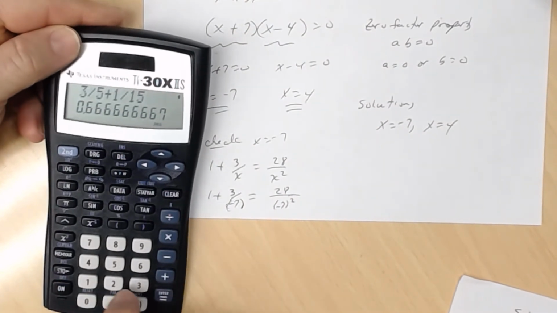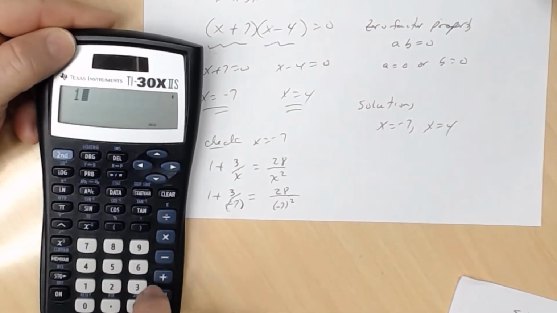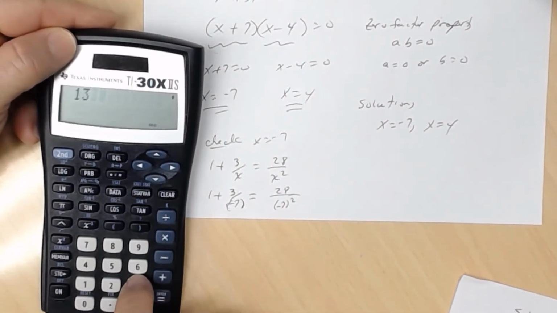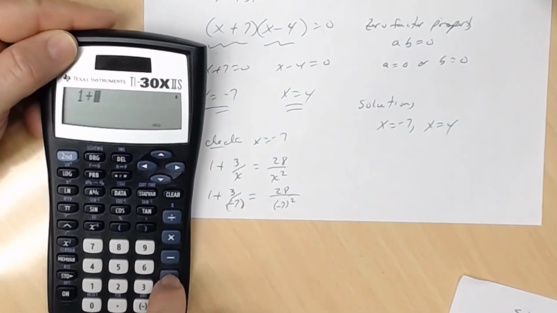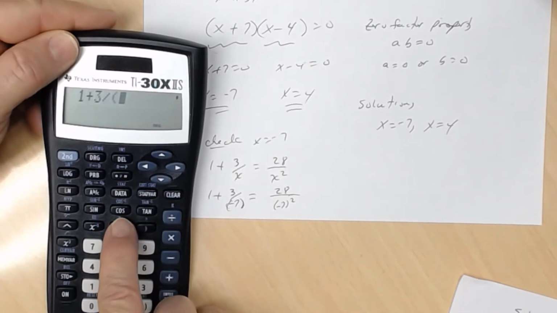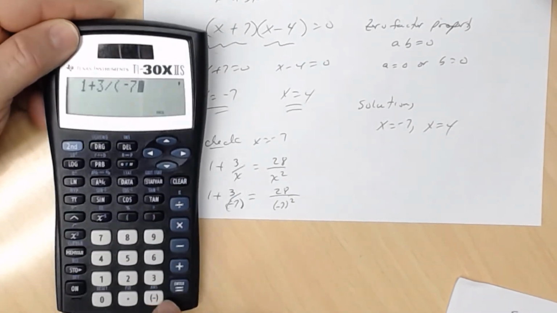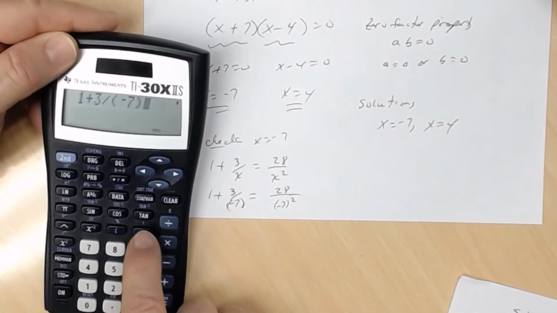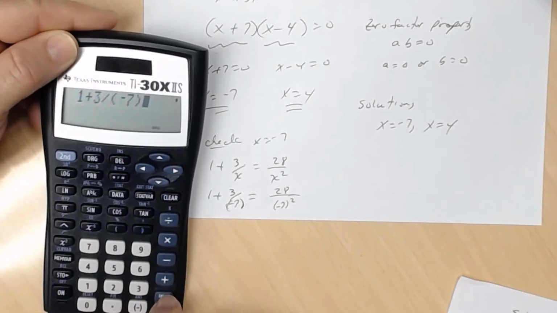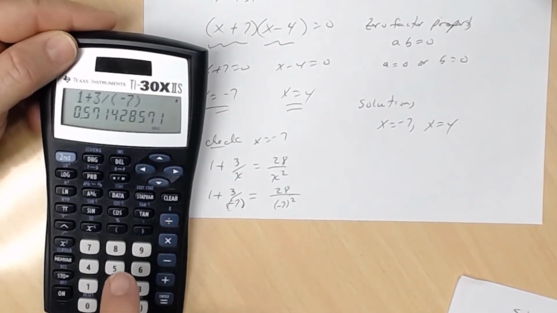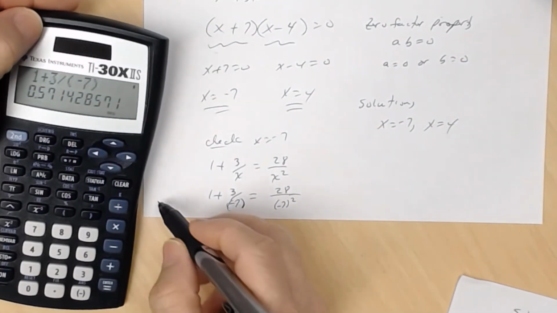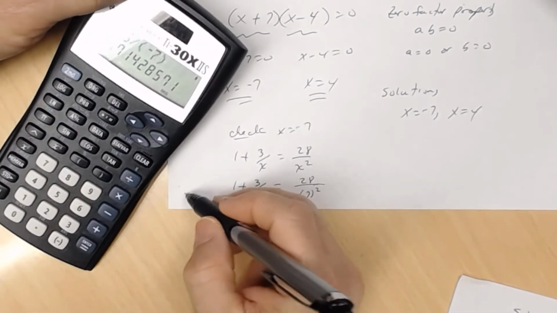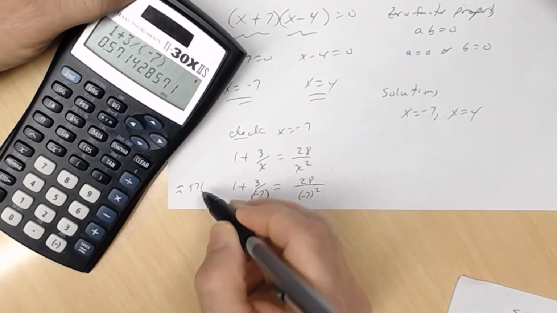Okay, so now you're going to say 1 plus 3 divided by, in parentheses, negative 7. Make sure you use the negative button. All right, and press equal, and this is what you get. You get 0.571. So keep that in mind. I'm going to put that here. That's approximately equal to 0.571, right?